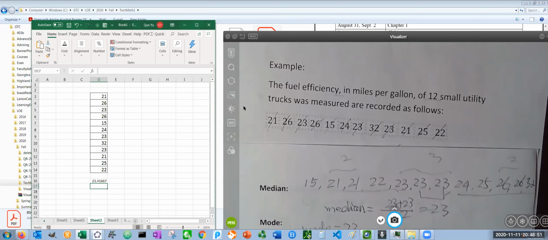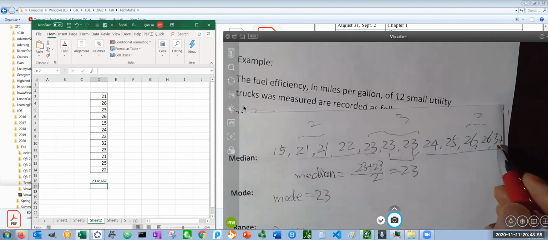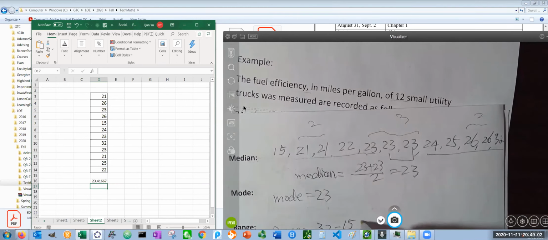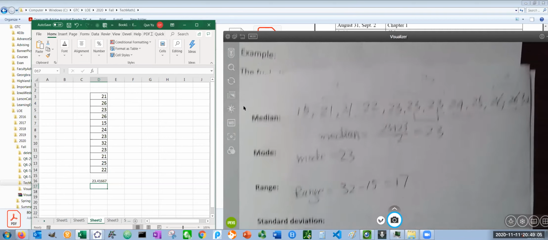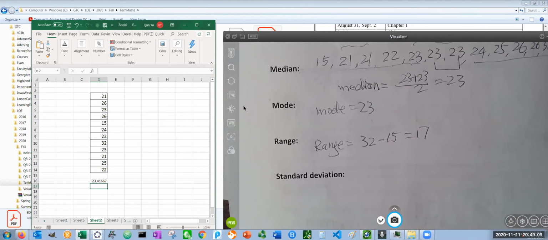Yeah, the range is also easy to do. We use the highest number, which is 32 at the end of this lineup, minus the lowest number in the front, 15. So the range is 17. Now standard deviation, we're just using Excel.